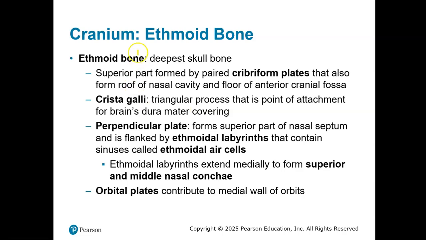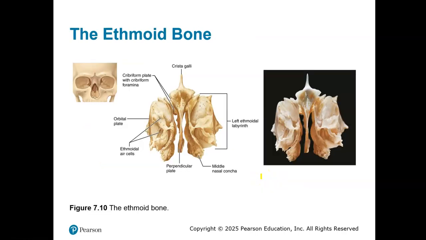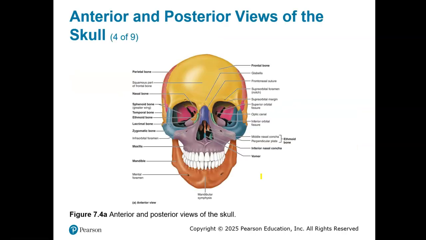All right, the ethmoid bone basically does have these protrusions or parts called the superior and middle nasal concha, and I can show you those. They're like little bulging areas of the ethmoid bone that bulge into the nasal cavity, and here they are.